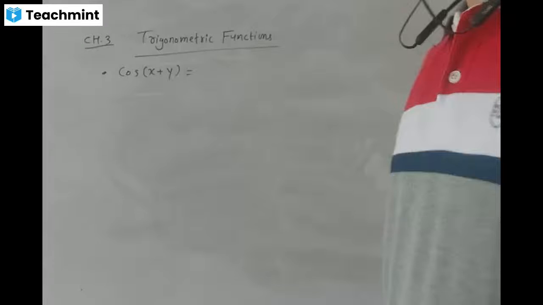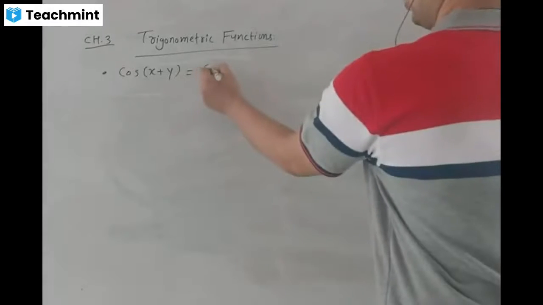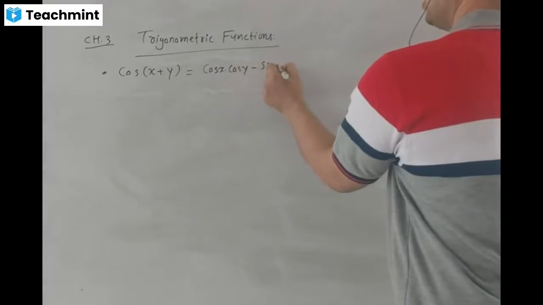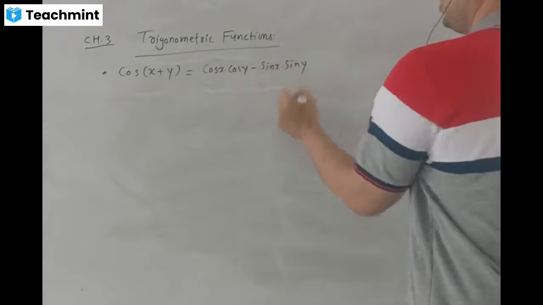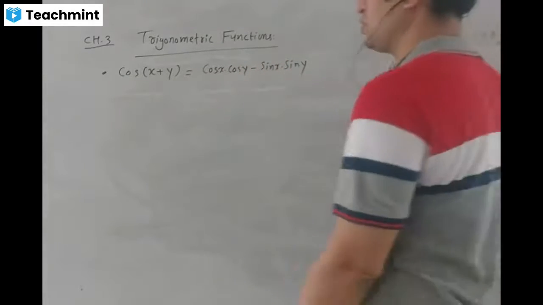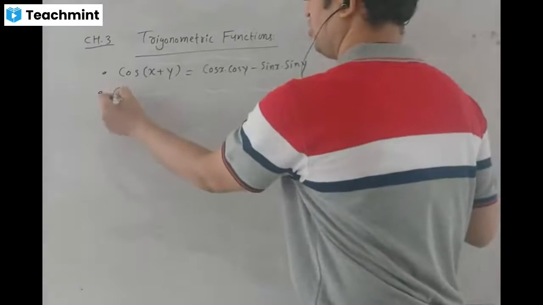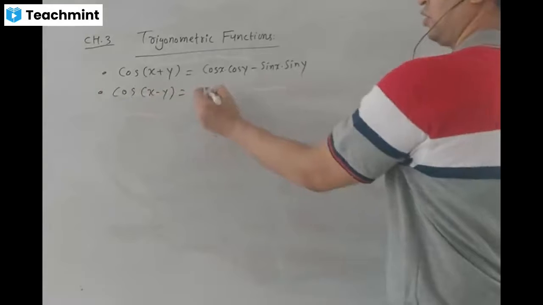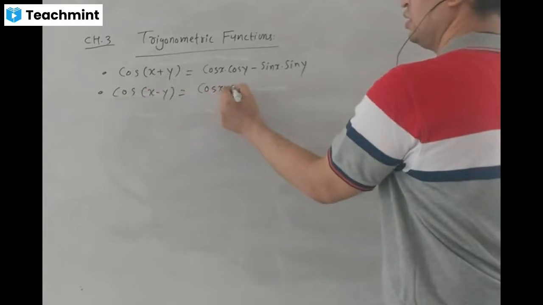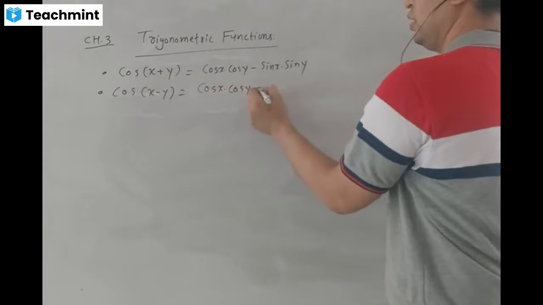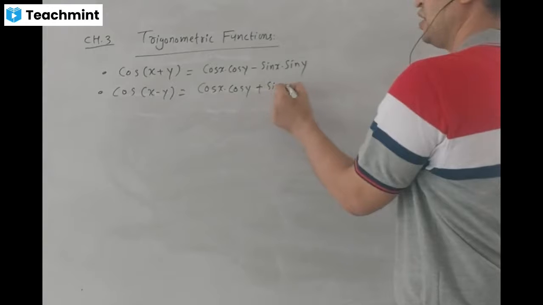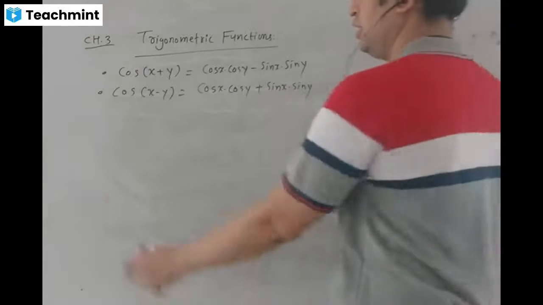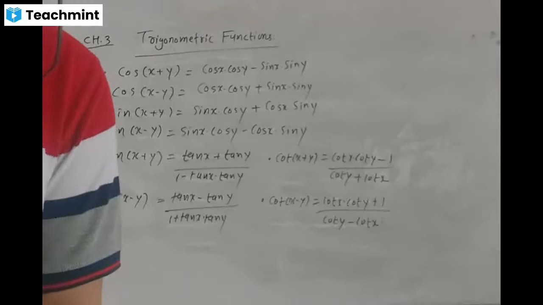cos y, cos x cos y minus sin x sin y. Okay, that is the formula of cos(x plus y). Second formula, cos(x minus y) is equal to cos x cos y plus sin x sin y. See here.